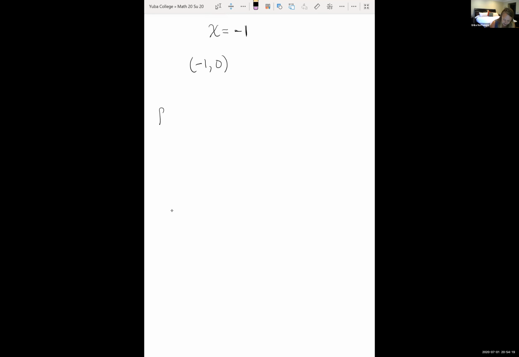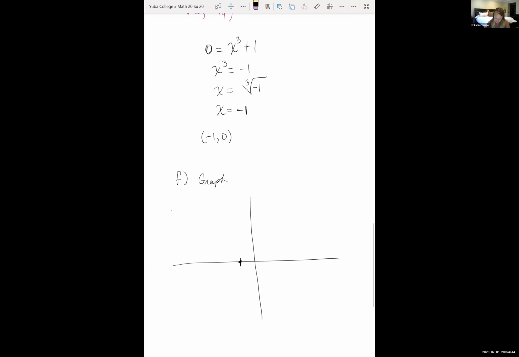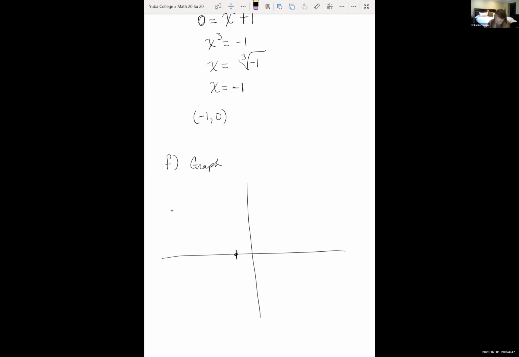Okay, so this is part F. We're going to graph. We had 2 intercepts. We had one at -1, 0. And the y-intercept was -0.07, so really close to the origin. And then we had vertical asymptotes. That was +7, I believe, and -2. So let's just draw those dotted lines there.